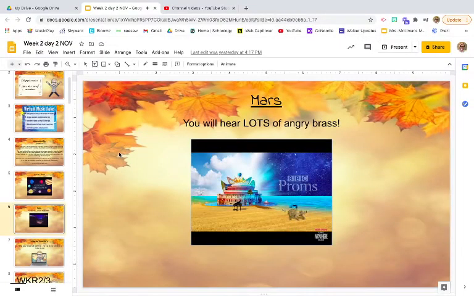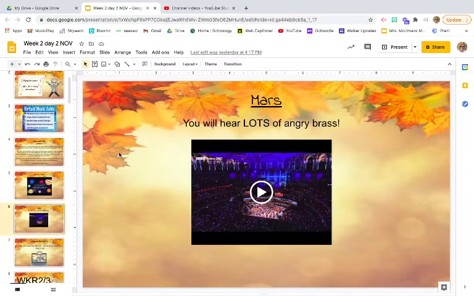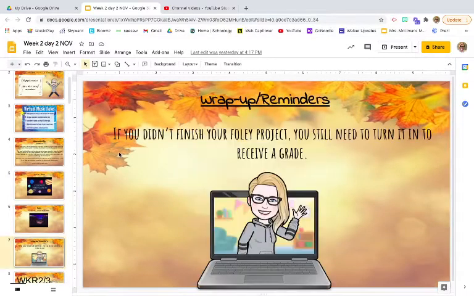So that is Mars. Something else, right? So at this point in time, you're probably running really short on time. The only thing I had for a wrap up for my 4th and 5th and Team Excellence is that if you didn't finish your Foley project, you still need to turn it in to receive a grade.